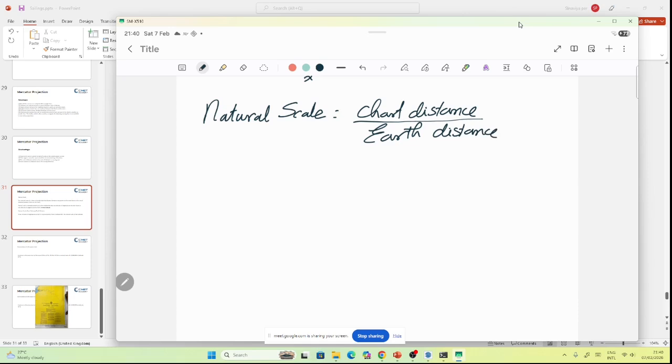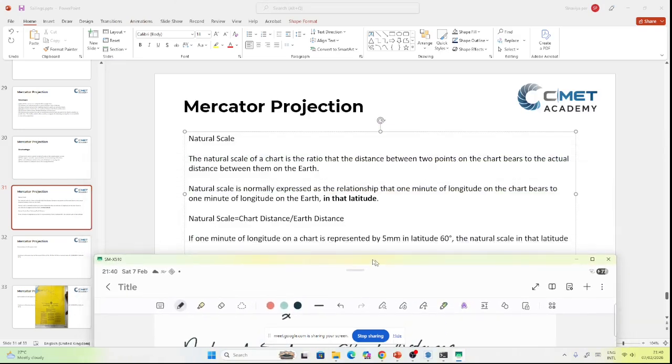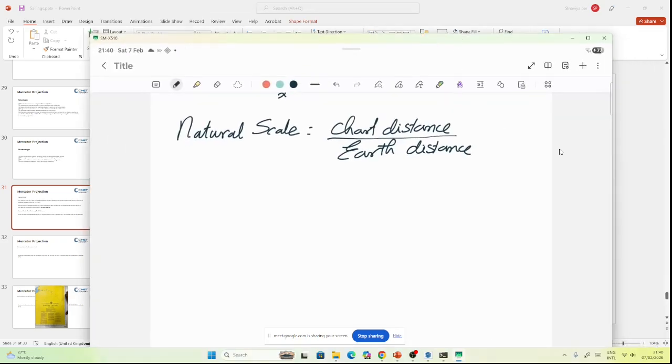Okay, right. Now let's assume, in the previous example, that 1 minute of longitude on a chart is represented by 5 millimeter in latitude 60. What would be the natural scale in that latitude?